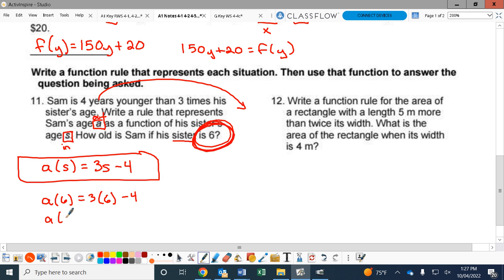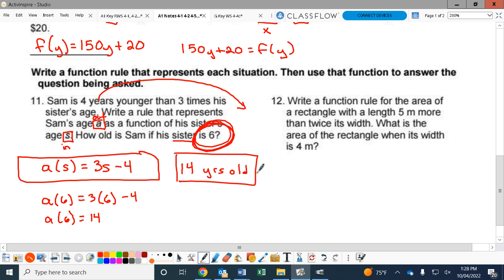So A of 6 equals, guys, you've got calculators, use it. 3 times 6 minus 4. 14. Now, what you're going to put on the answer blank is what? 14 years old. You've got to put a unit because 14 miles is different than 14 inches, is different than $14, is different than 14 years. Guys, they're all very different.